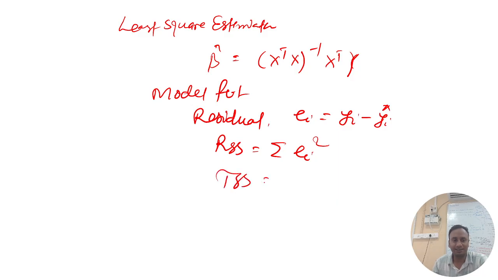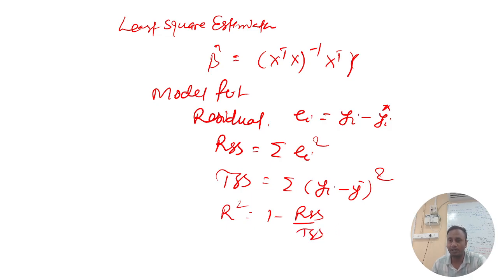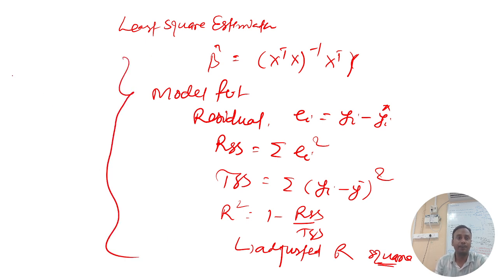What about the TSS? Summation of (yi minus y bar) whole square. What about the R square? 1 minus RSS by TSS. Here it's not going to be the R square, it will become the adjusted R square. And in a similar case, we will get the hypothesis also.